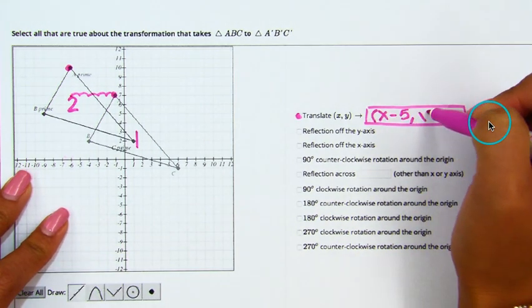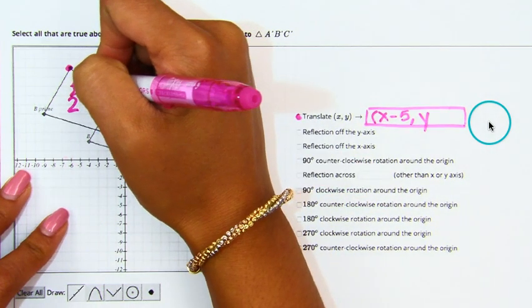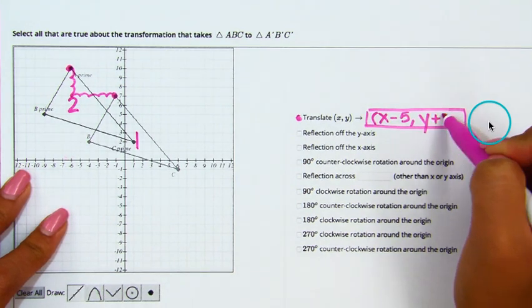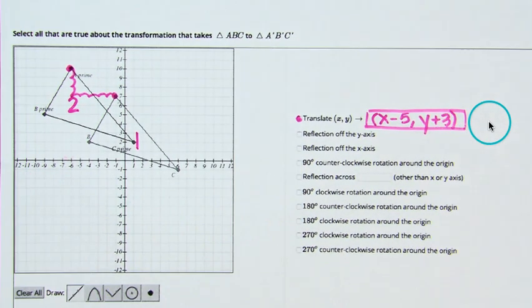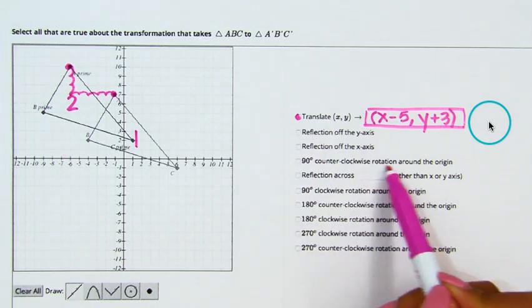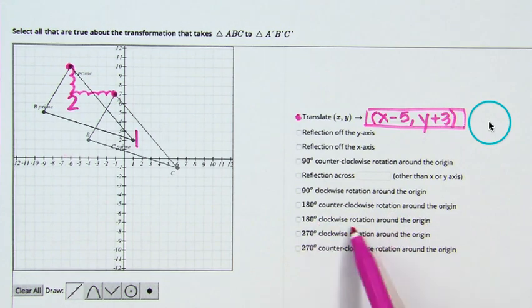Then we're going to describe what's happening to the y. Well, from the y, it is moving up 1, 2, 3. Since it's going up, I am going to put plus 3. And that would be my answer. Why? Because the only other options would be reflection or rotation. So this is my only option.